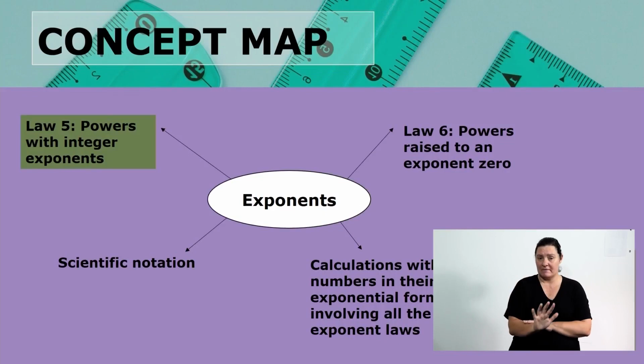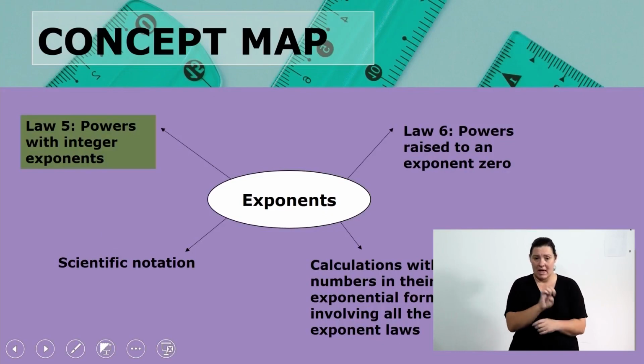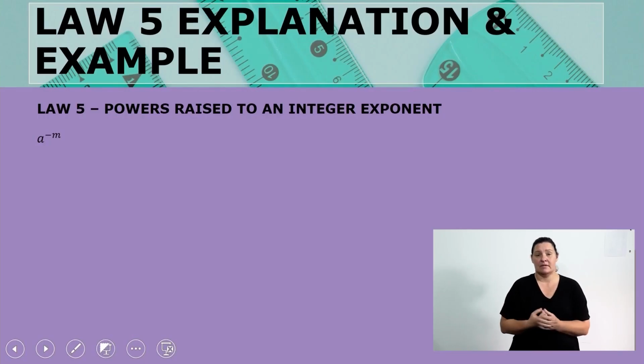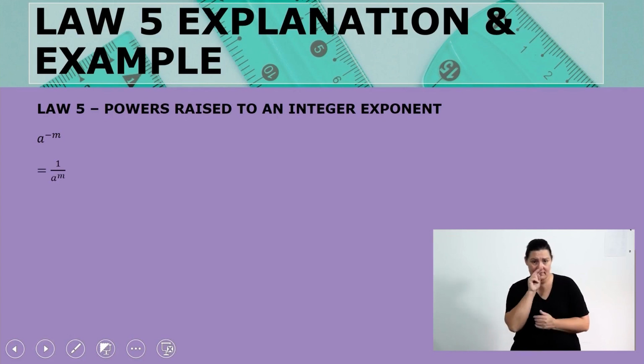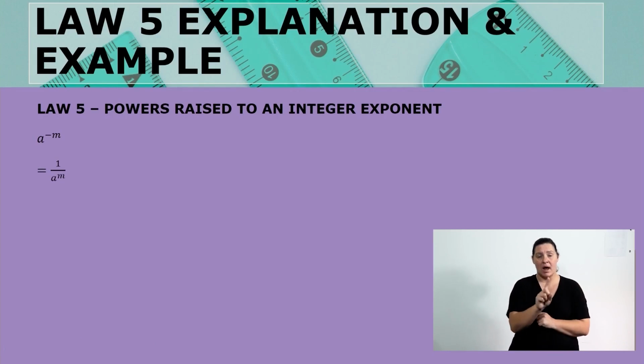Let's look at our concept map again, and we are going to be focusing on law number 5. So we are going to start there with powers with integer exponents. So law number 5, we have there a raised to the exponent negative m. So we have a negative exponent. What happens in this case? Can you see how that will change to 1 divided by a raised to the exponent m? So our power now becomes a denominator, and our exponent becomes positive.